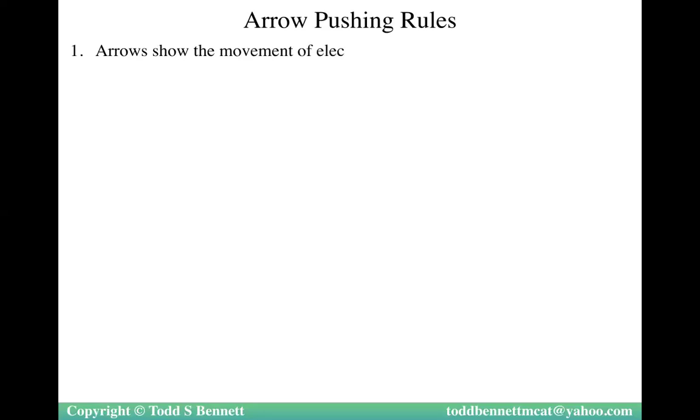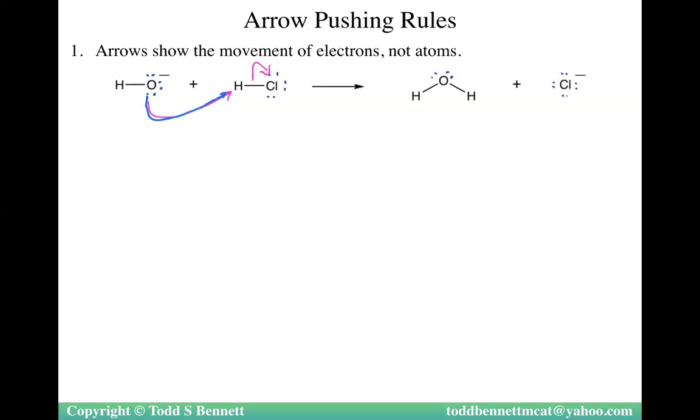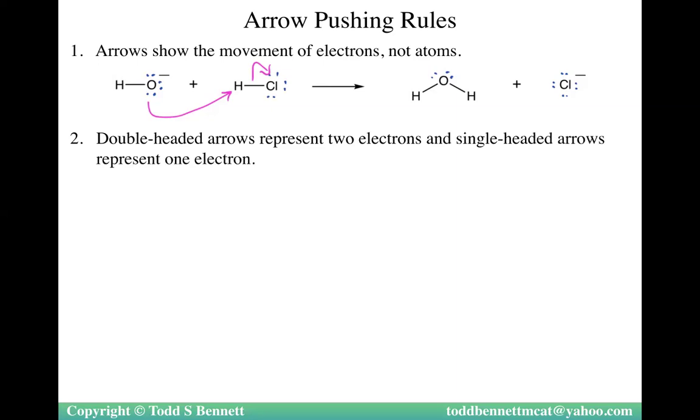The arrow pushing rules: they show the movement of electrons, not atoms. The nuclei don't move. Just like with resonance, the arrows show electron flow. Anytime I do it, whether in a reaction mechanism or in resonance, I'm always going to show it that way. So they start from this O and go to the H. An OH minus reacting with HCl, these break here, so you end up with Cl minus like we did before, and water.